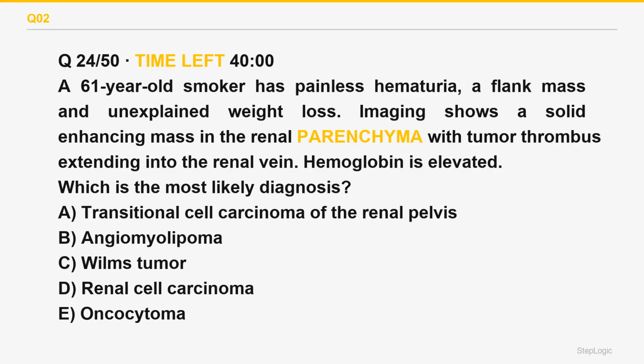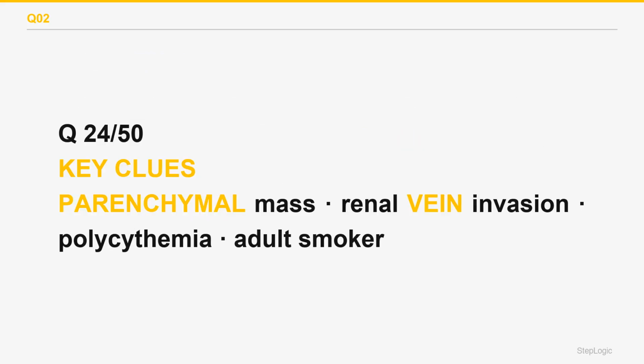Which is the most likely diagnosis? A 61-year-old smoker has painless hematuria, a flank mass, and unexplained weight loss. Imaging shows a solid enhancing mass in the renal parenchyma, with tumor thrombus extending into the renal vein. Hemoglobin is elevated. Read the command, the most likely diagnosis. Two renal malignancies present with painless hematuria, and where the tumor sits decides which one.